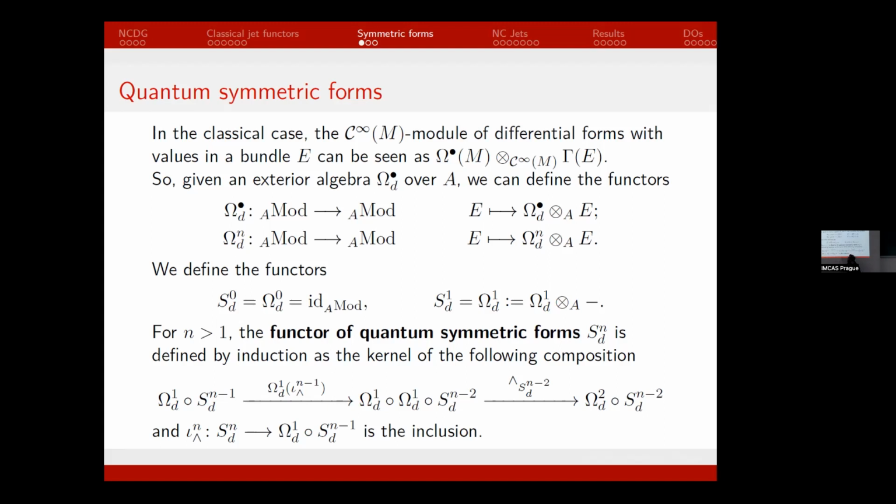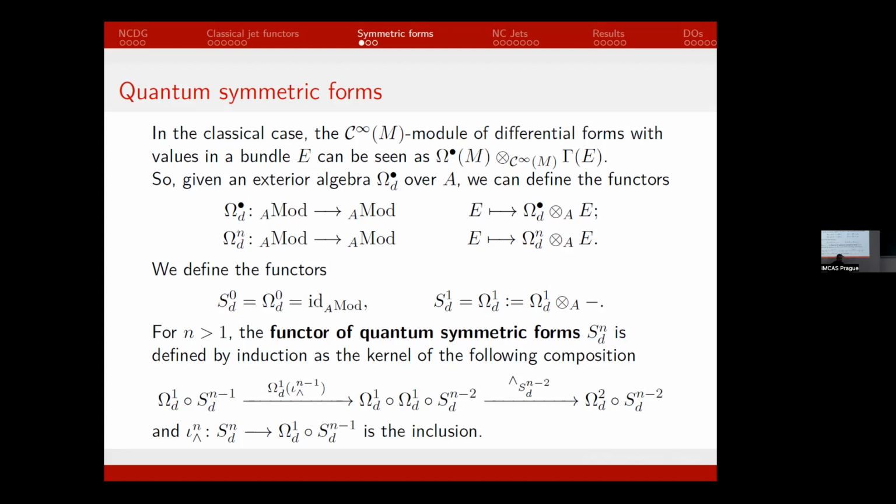Sn-1 symmetric forms. So what we do to build this map is we take Sn-1 and we embed it into one forms in Sn-2, which exists by inductive hypothesis. Then we apply omega 1, which just means that the first component is not touched. And now we apply the wedge in the first two components.